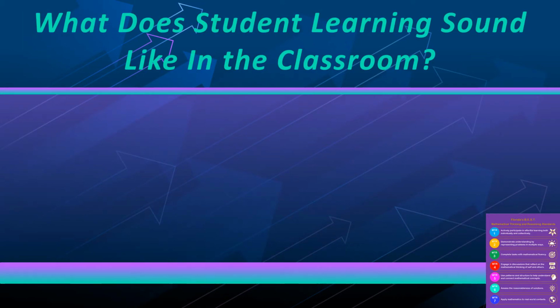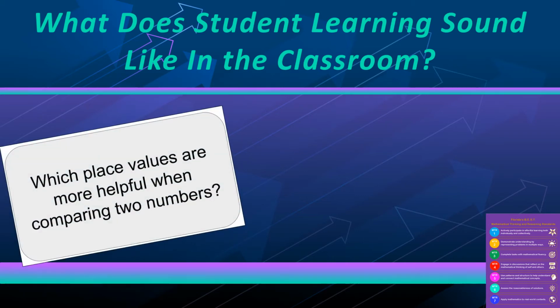So what does student learning sound like in the classroom? These are taken from the math chats within STEMscopes. We have, which place values are more helpful when comparing two numbers? We're wanting to hear that kids might see that the greatest place value really helps me determine which is greater and which is less. So that might be my starting point. And if they're the same digit, then I know I need to go to the next greatest place value.